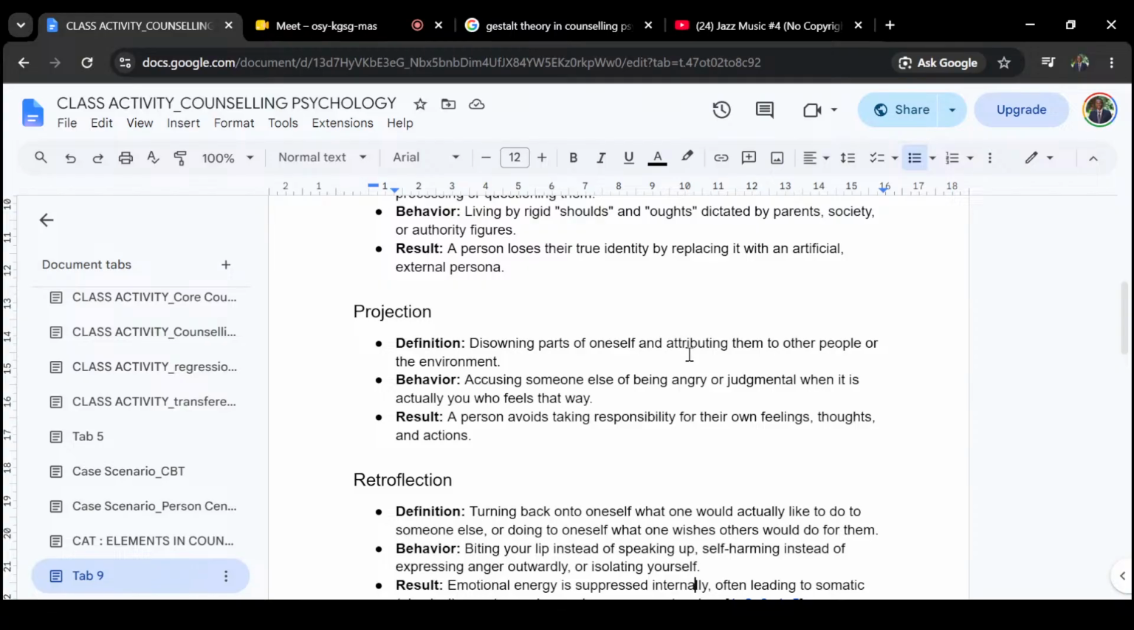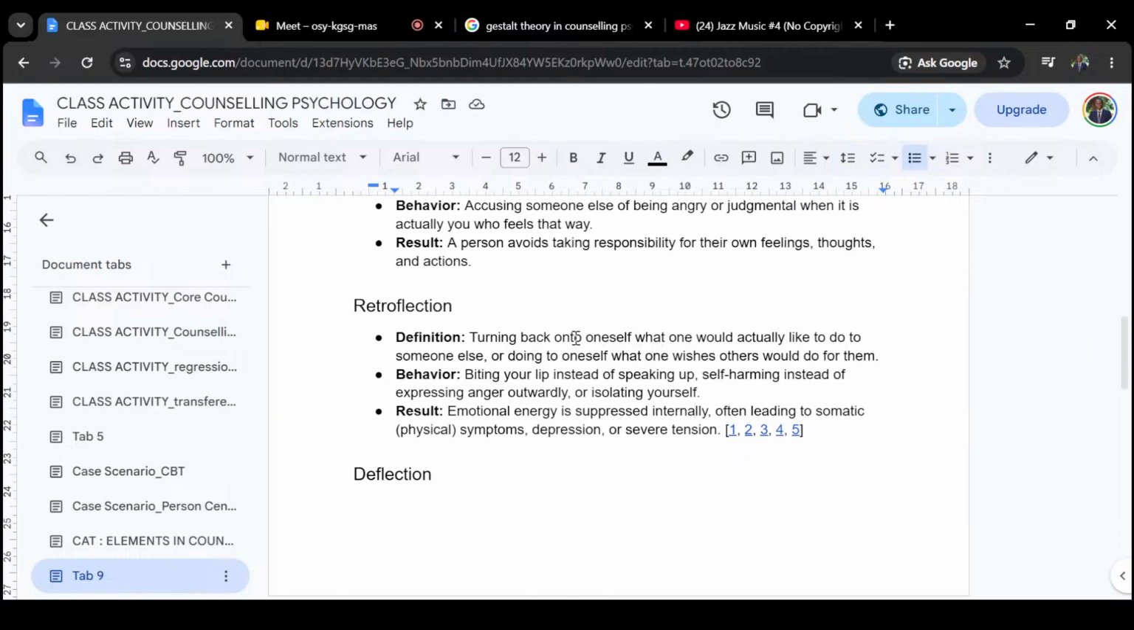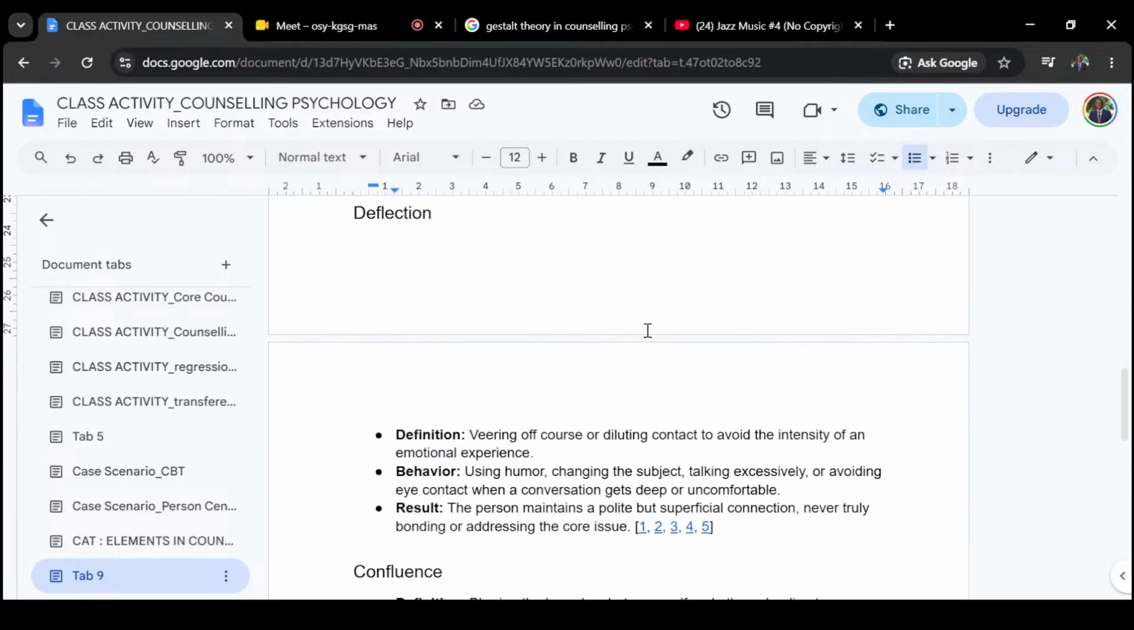The other form of contact resistance, the third one, is retroflexion. Definition: turning feelings, impulses, or actions that should be directed outward back onto oneself. The key idea is I do to myself what I want to do to someone else. Examples: suppressing anger instead of expressing it, or self-criticism, self-harm, nail biting, or muscle tension resulting from unexpressed emotions. Possible effects: anxiety, depression, physical tension, stress related illnesses. Number four is deflection. Definition: avoiding direct emotional contact through distraction or diversion. Key idea: let's not get too close.